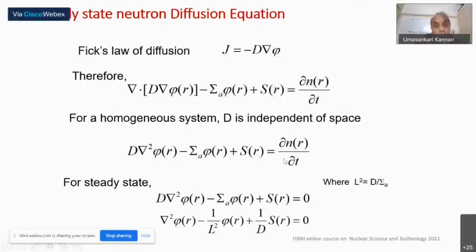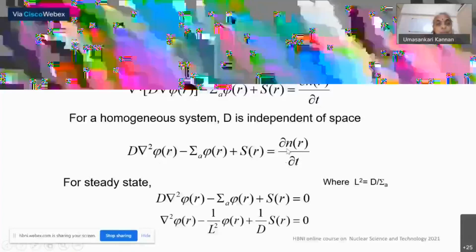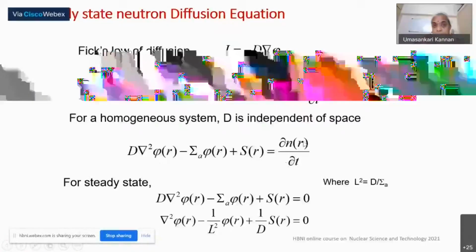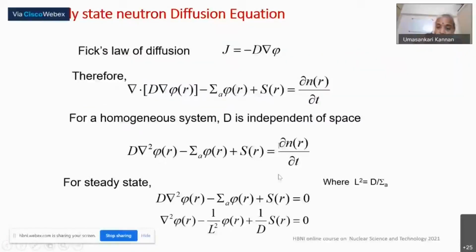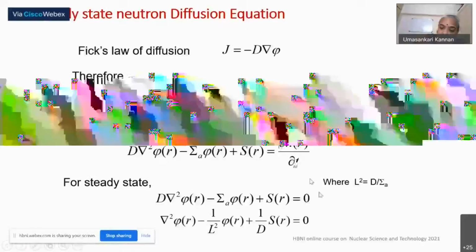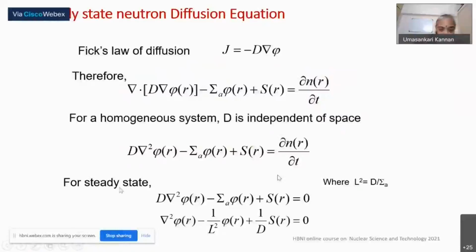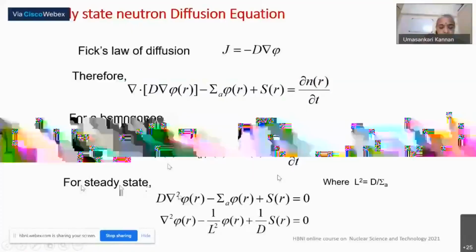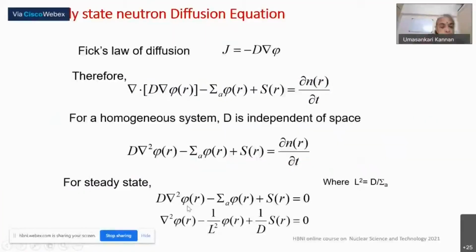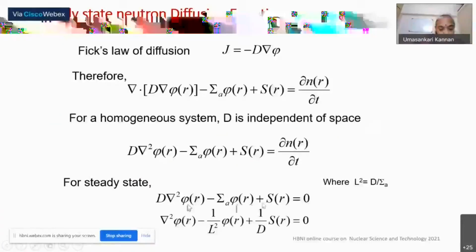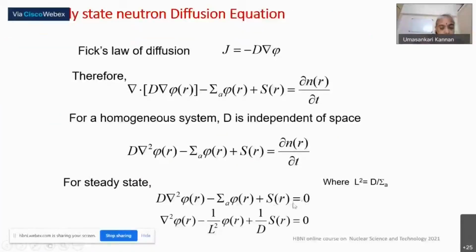Now in a steady state, we know that dN by dt is going to be 0, or in a critical reactor where the production and loss mechanisms are always equal and your reactor is in dynamic equilibrium, there is no net increase of neutrons. So in such conditions, dN by dt can be put to 0. Then for a steady state, the neutron balance equation becomes D del square φ minus Σa φ plus S of r is equal to 0.